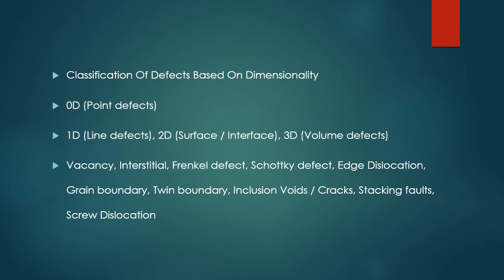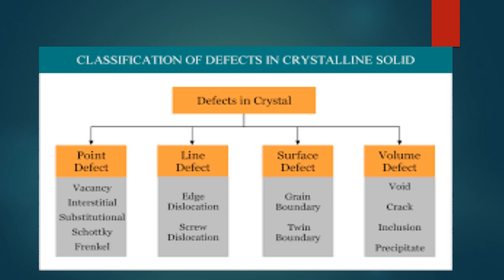It has both positive and negative dislocations too. This is the major classification of defects in crystalline solids. These are the four major classifications called point, line, surface, and volume defects. The point defects are further classified as vacancy, interstitial, substitutional, Schottky, and Frenkel, whereas line defects are classified as edge dislocation and screw dislocation. In surface defects we have grain boundaries and twin boundaries, and finally the three-dimensional volume defects are classified as voids, cracks, inclusions, and precipitates.